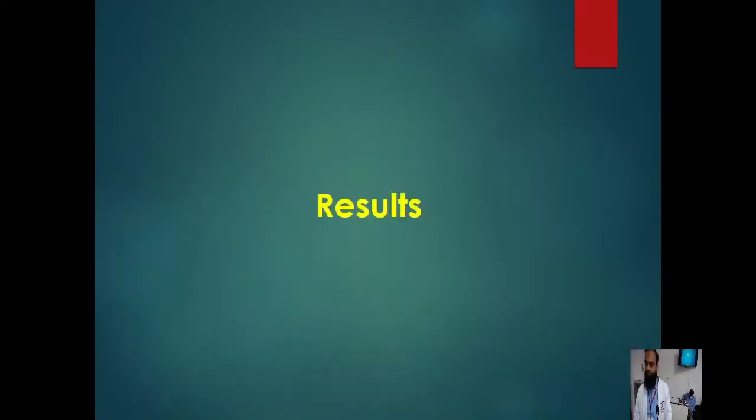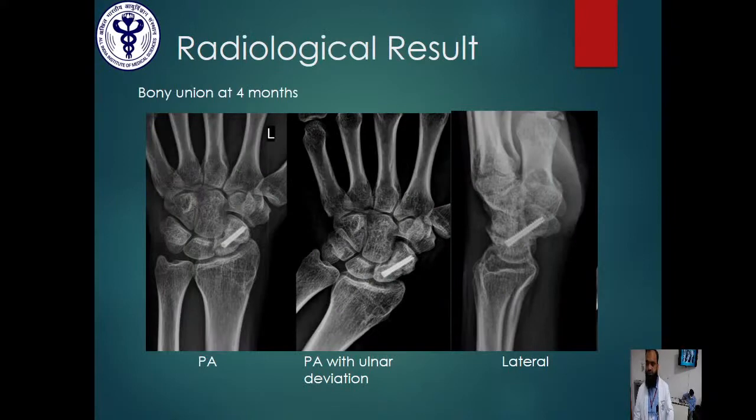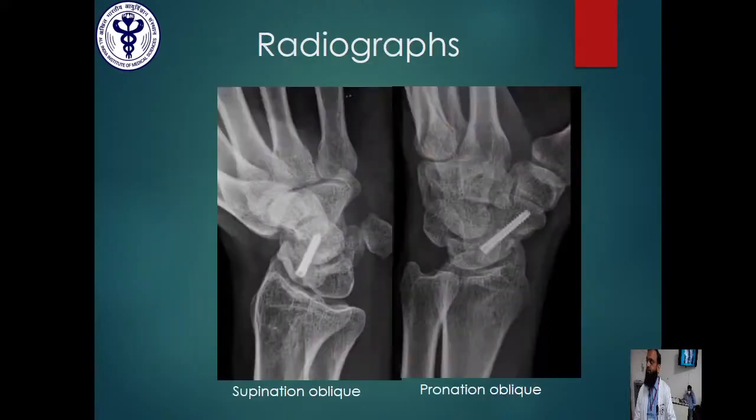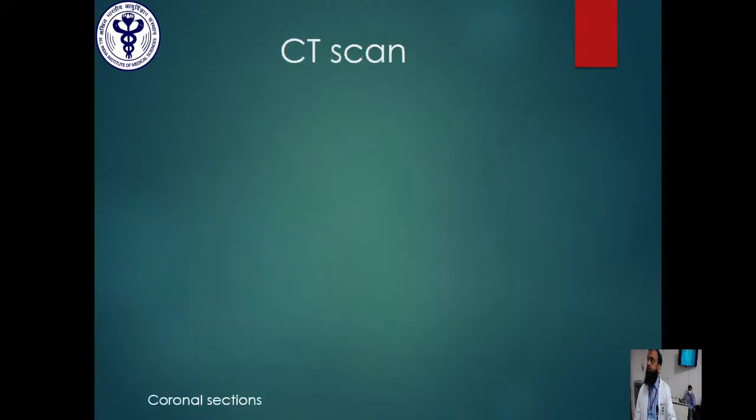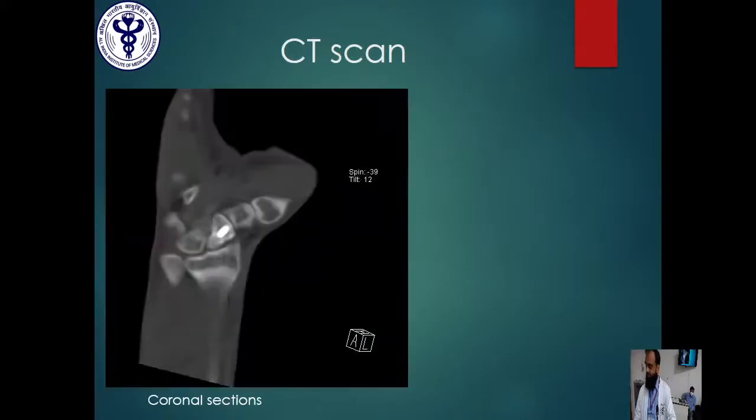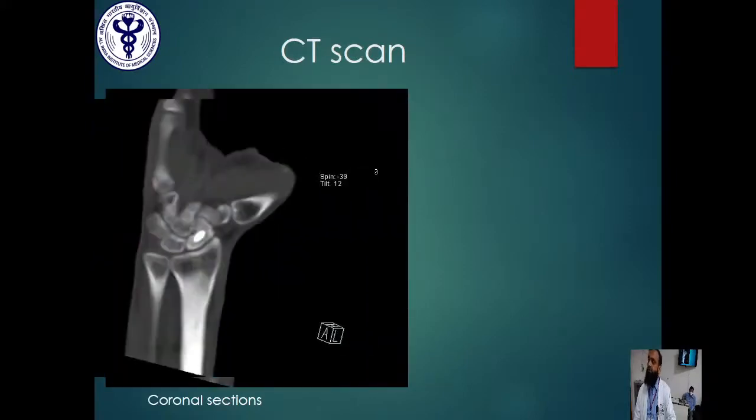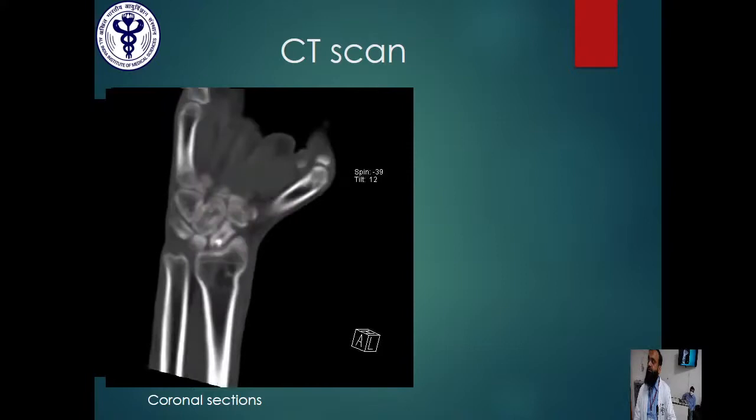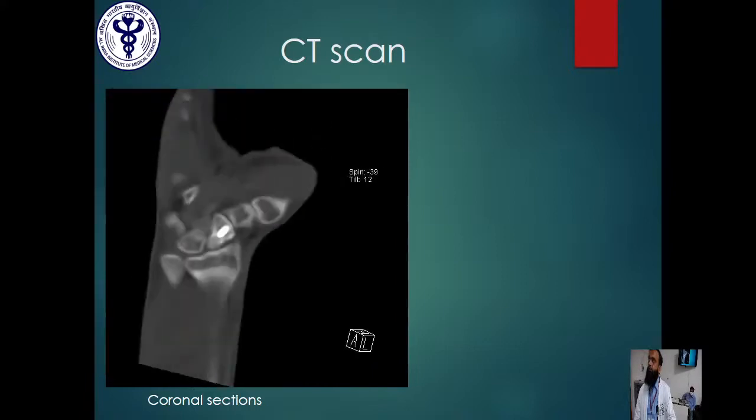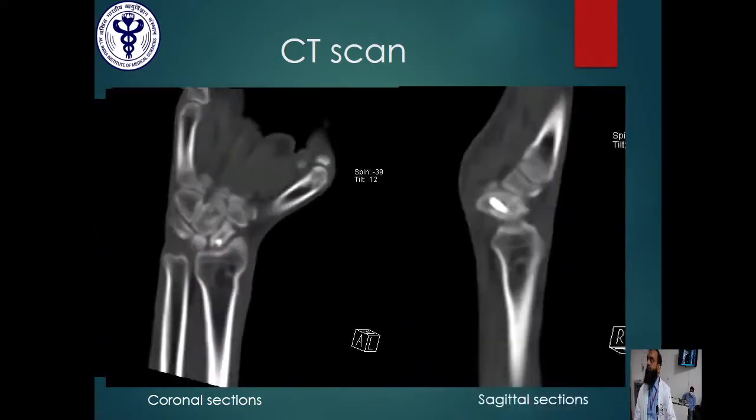Now the results part, the surgical results are here. Basically, we achieved bone union at 4 months. This is the screw that I have shown, and PA with ulnar deviation. These are a few views which are done for the fracture: PA, ulnar deviation, lateral view, the supination oblique view and the pronation oblique view. Then we confirm it with the CT scan. These are the coronal sections where we can see the fracture is united. Then again the confirmation in the sagittal sections.